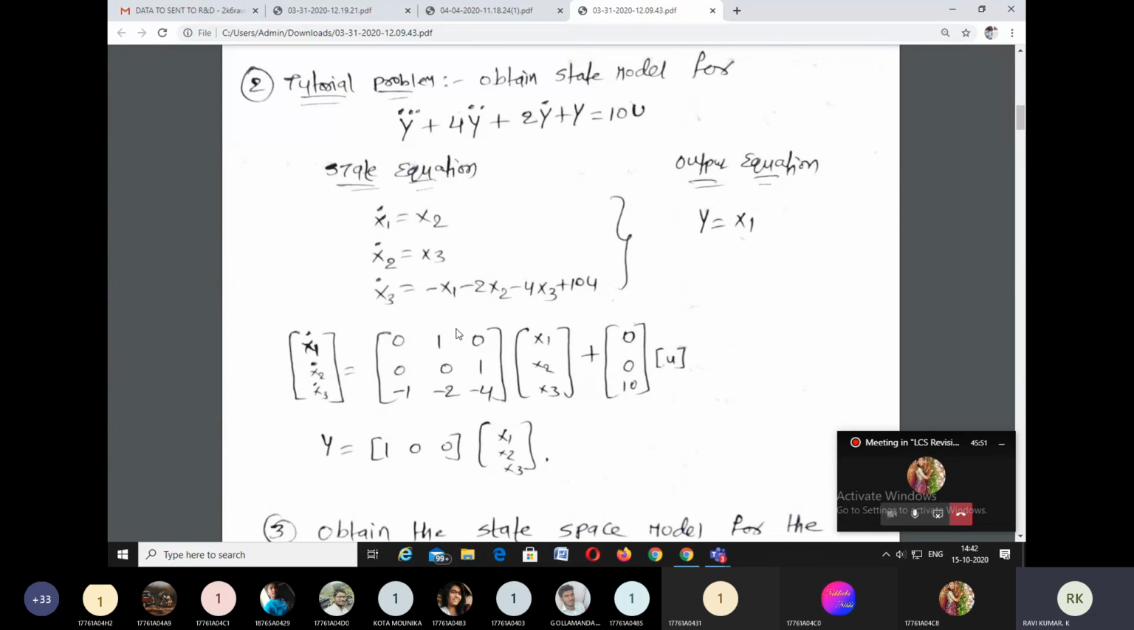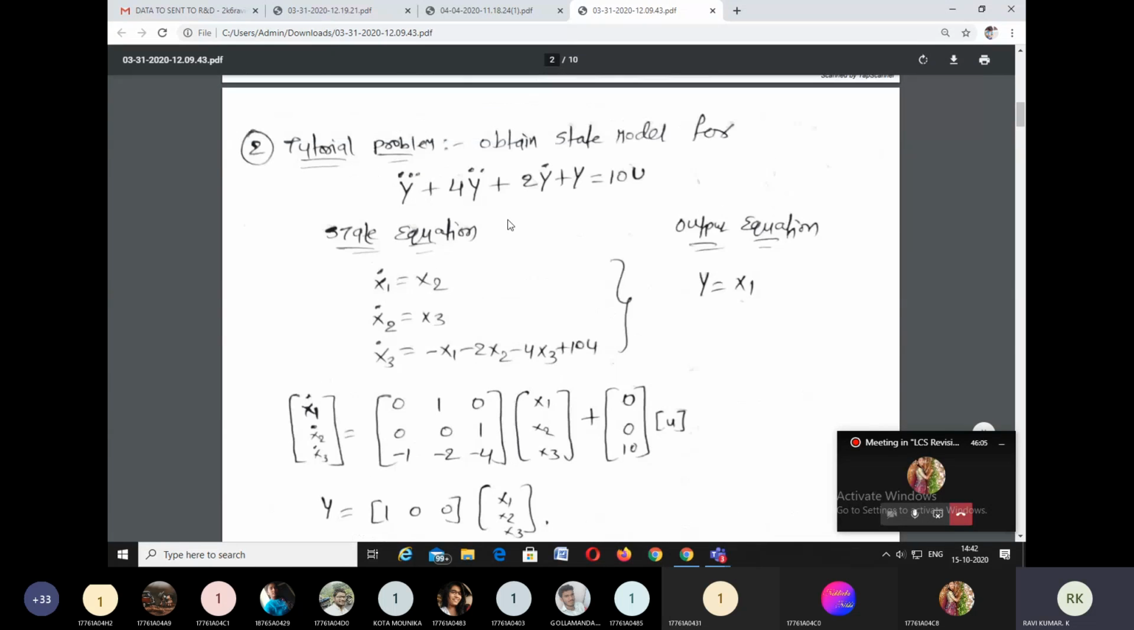X1 dot is equal to x2, so I am writing 1 into x2 here, and x2 dot is equal to x3, 1 into x3 here. X3 dot is equal to minus 1, minus 2, minus 4, plus 10u. So that is the state equation for this problem. These two are the important problems.